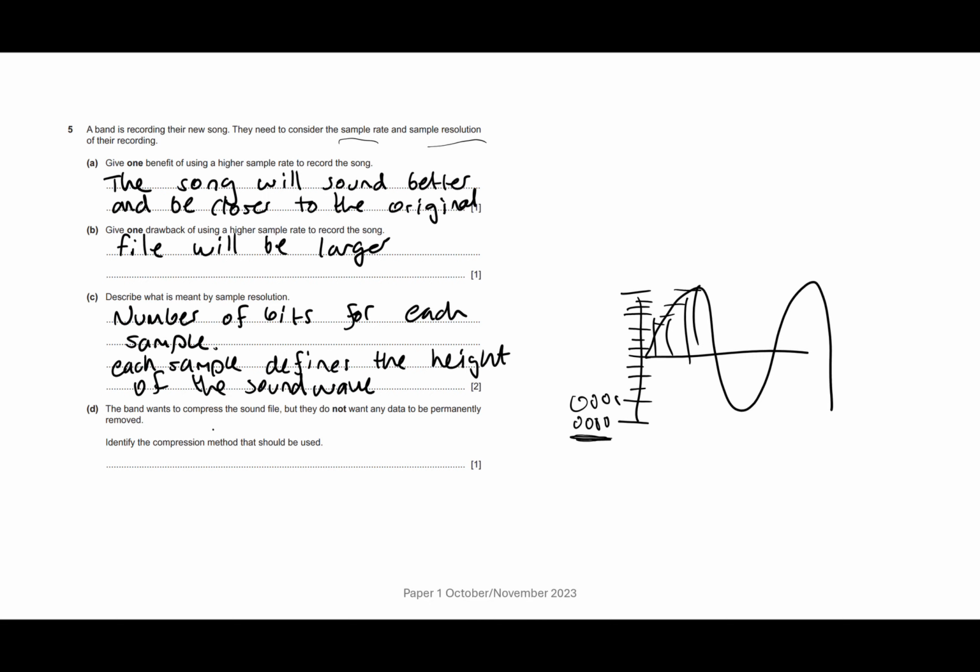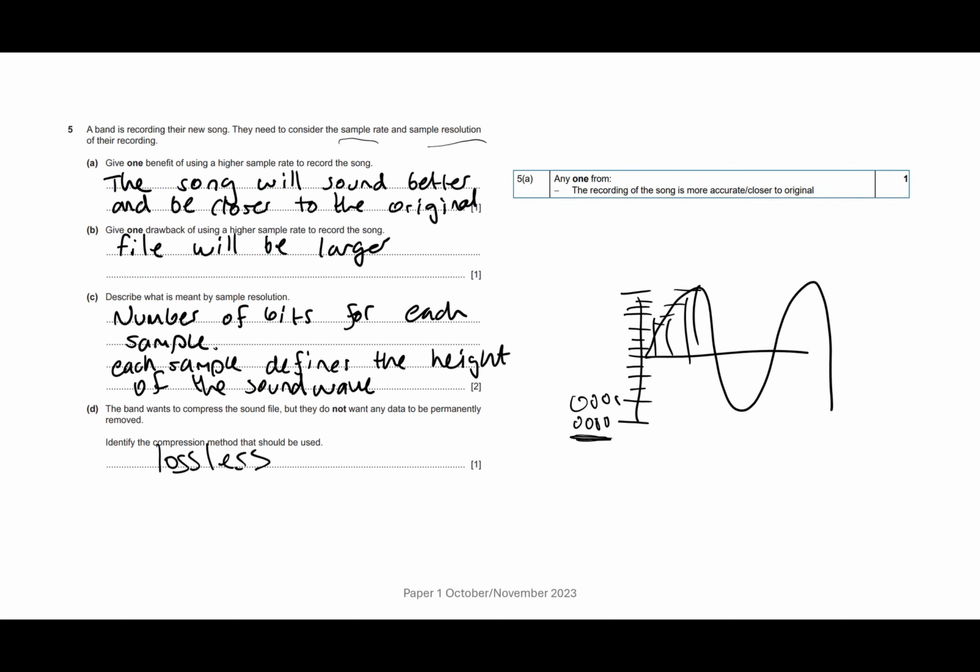Right, the band wants to compress the sound file, but they do not want any data to be permanently removed. Identify the compression method that should be used. So if we want to keep the data, we don't want to lose any data, then we're going to have to use lossless compression, which means we don't lose any data. Let's have a quick look at the mark scheme.